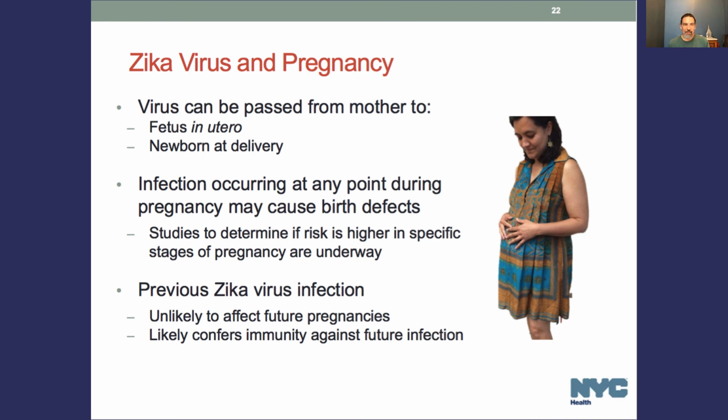If infection occurs during pregnancy, it can be passed on to the fetus in utero or to the newborn at delivery. Infection occurring at any point during pregnancy may cause some birth defects, and previous Zika virus infection is unlikely to affect future pregnancies. And if you did have it in the past, it likely would confer immunity against future infection.